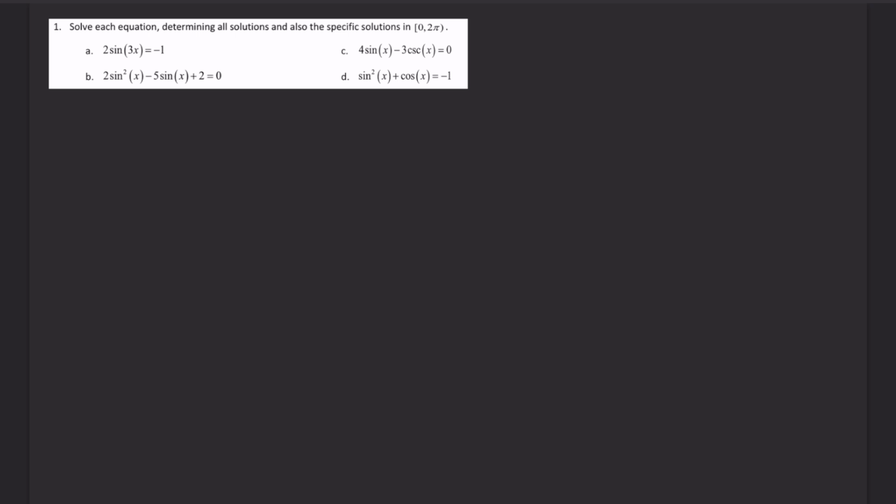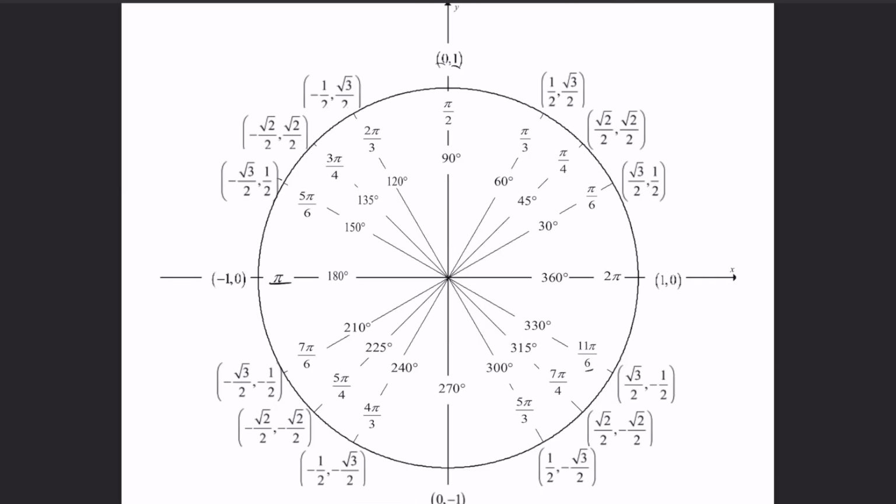Okay, so starting with A, 2 sine of 3x equals -1. So here we're supposed to solve for x. So dividing by 2, we get sine of 3x equals -1/2. So this is asking, where does sine of x equal 1/2? So what angle does sine equal 1/2? So taking a look at our unit circle, you should have this memorized by now.